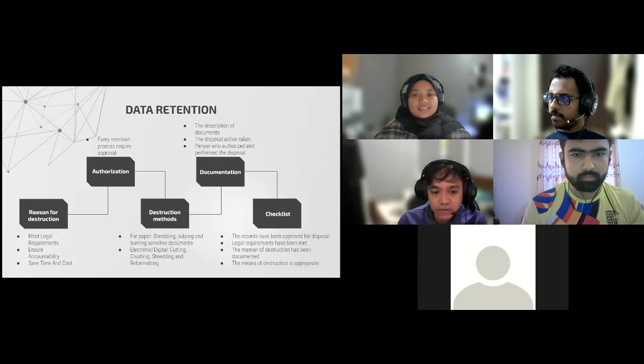So on this slide, there are 5 key points during the data retention. The first one is the reason for destruction: to meet the legal requirement, ensure accountability, save time and cost. The next one, the authorization. Every retention process requires approval.